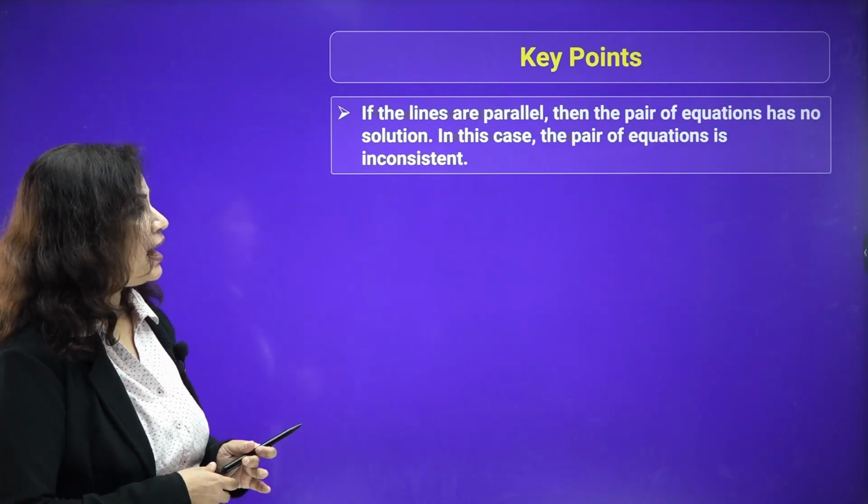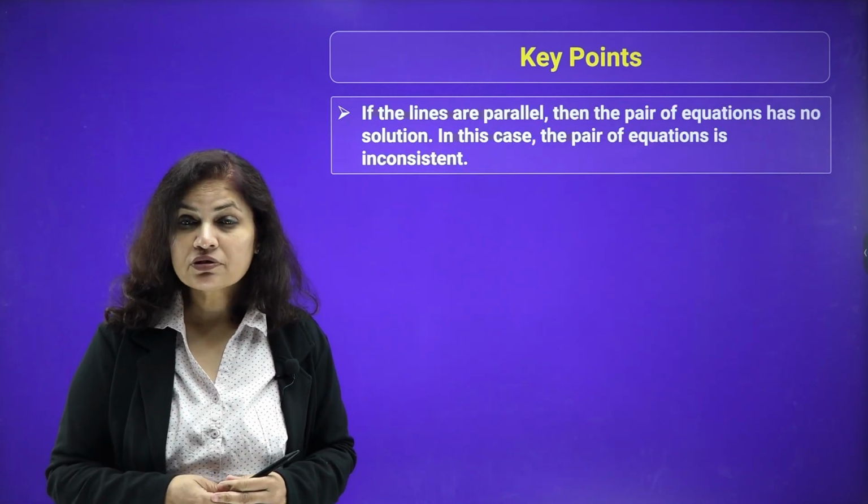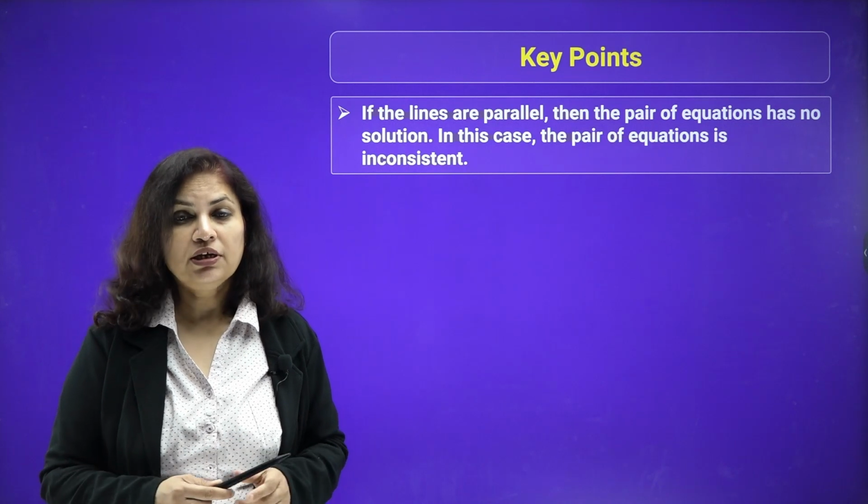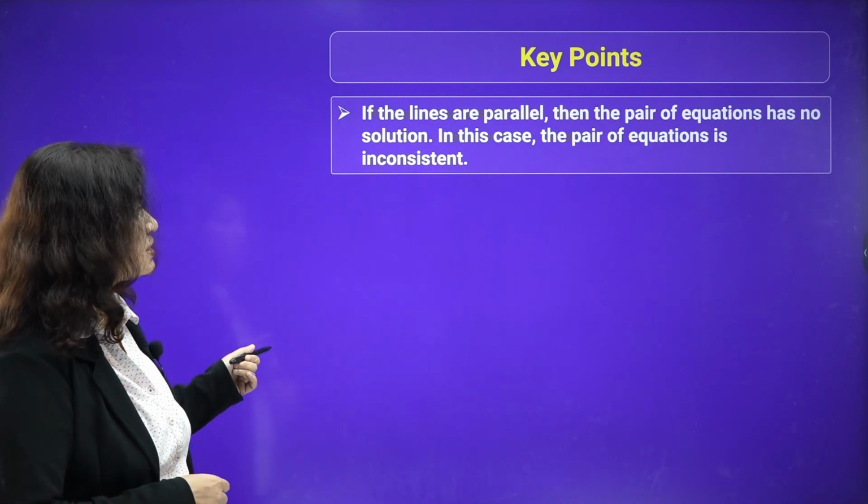But if the lines are parallel, then the pair of equations has no solution. In this case, the pair of equations is inconsistent.